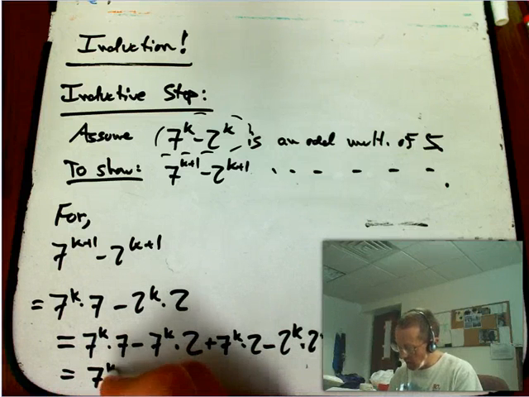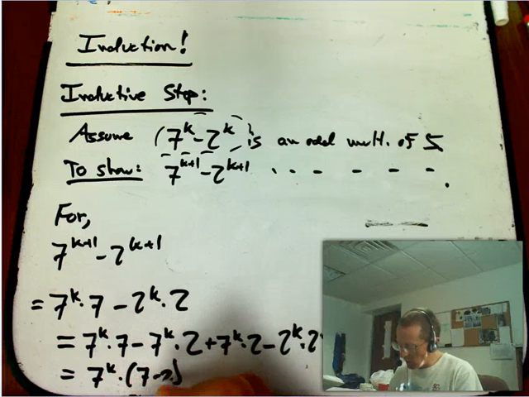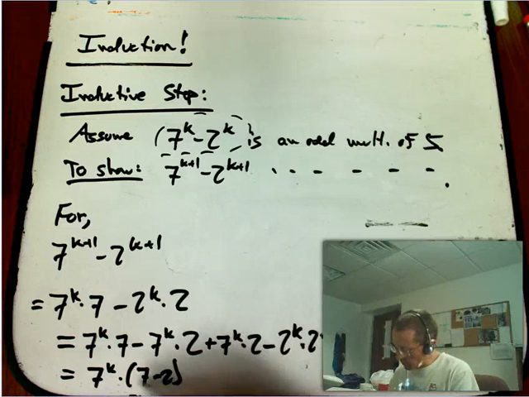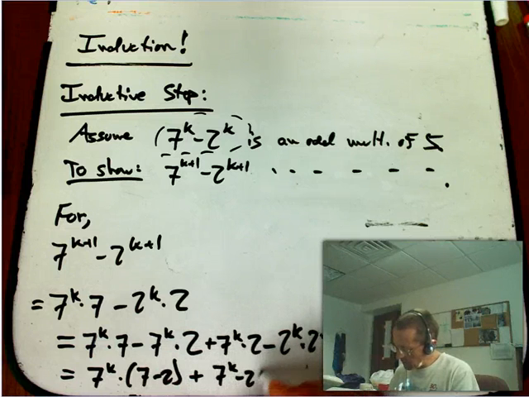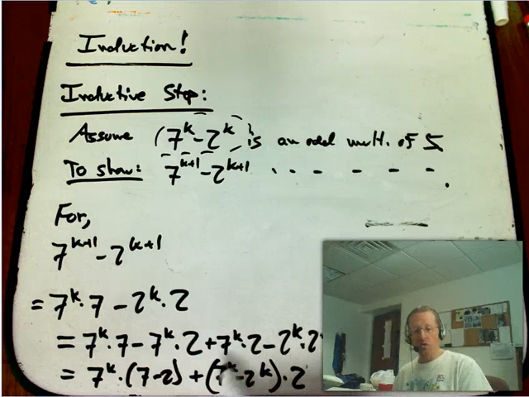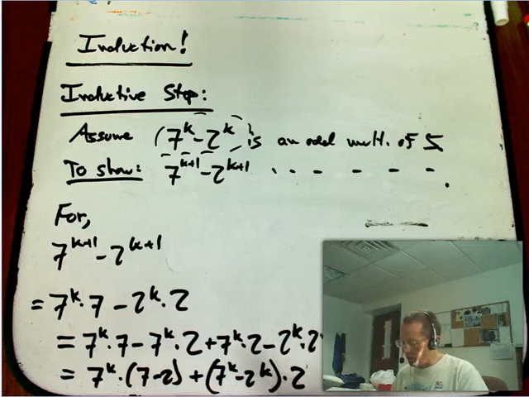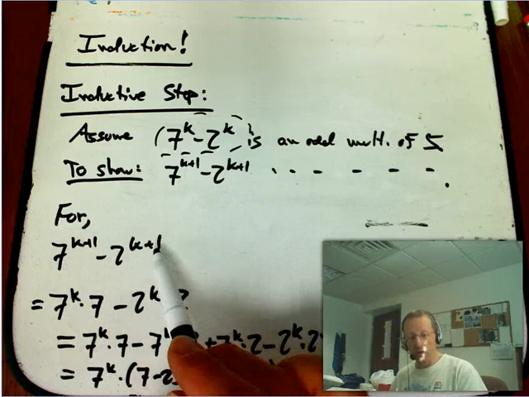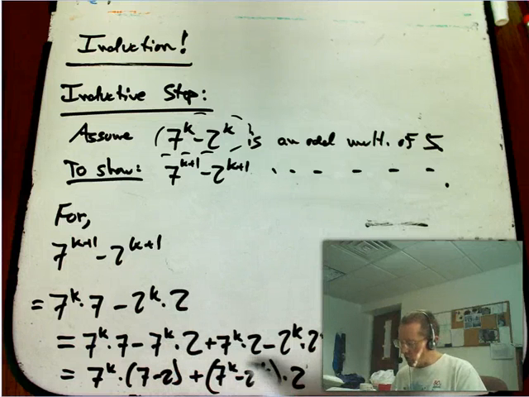This is 7 to the k times 7 minus 2. Okay. Notice what 7 minus 2 is. Plus 7 to the k minus 2 to the k all times 2. Aha. Okay. So this is really, we're almost home free here. We've got the quantity we wanted to analyze, in terms of exactly the quantity we're allowed to assume something about.